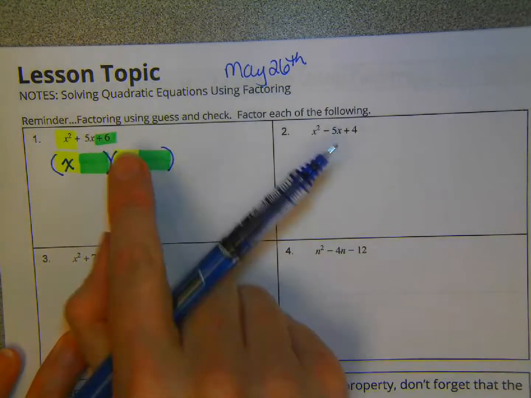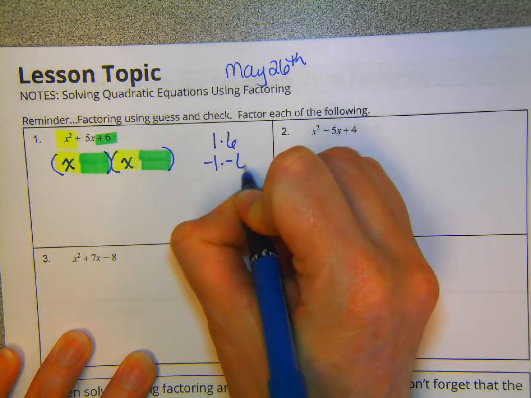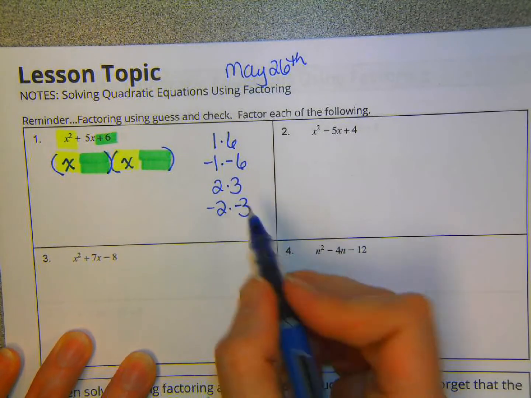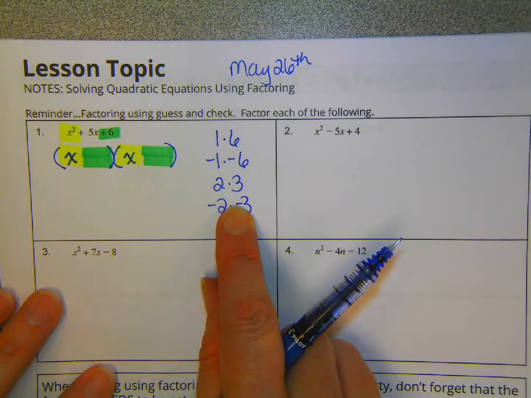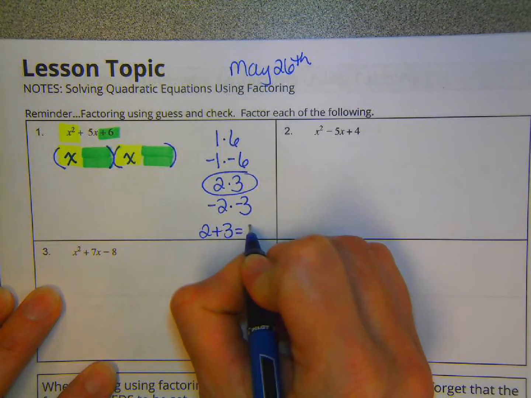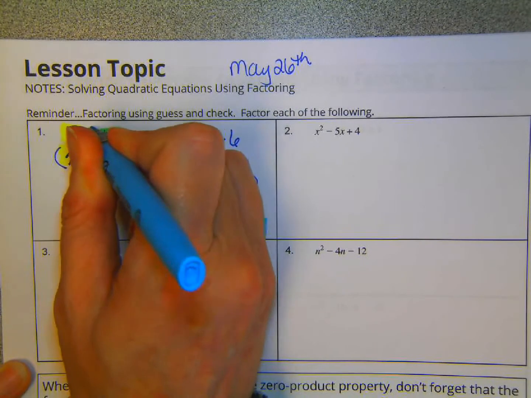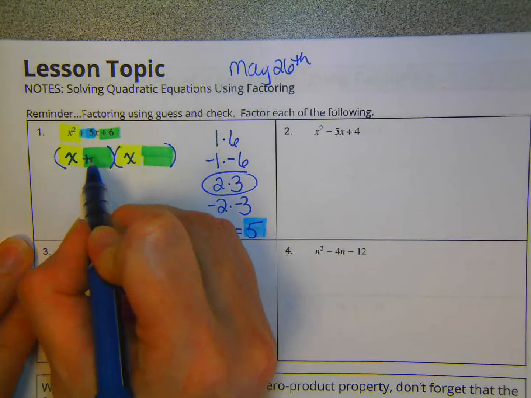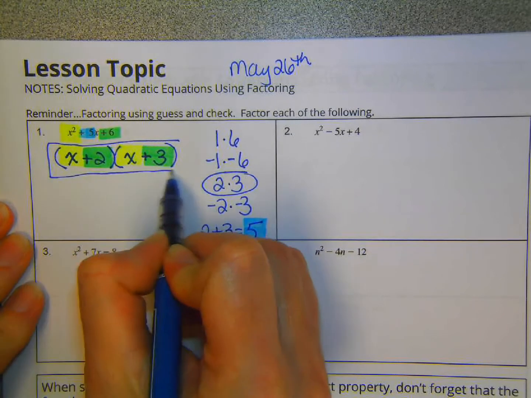Well, what can you multiply together to get positive 6? You can either do 1 times 6, or negative 1 times negative 6, or 2 times 3, or negative 2 times negative 3. And which of these add together to give you positive 5x? Which of them give you positive 5? And that would be this. 2 plus 3 gives you 5. And that's coming from here. So our final answer then will be x plus 2 and x plus 3. That is what this is factored.